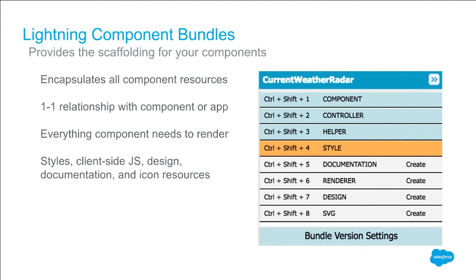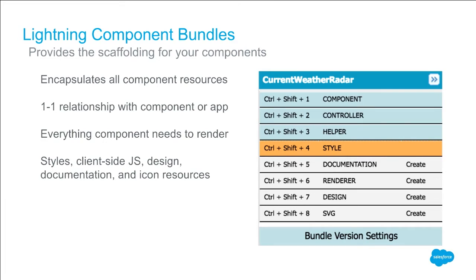Lightning component bundles essentially provide the scaffolding on which your component is built. Every Lightning component or app has its own component bundle. It's a one-to-one relationship, one component or app per bundle. You can see here in this screenshot straight from the dev console that a component bundle includes everything to make your component, your little Lego block, its own encapsulated unit.